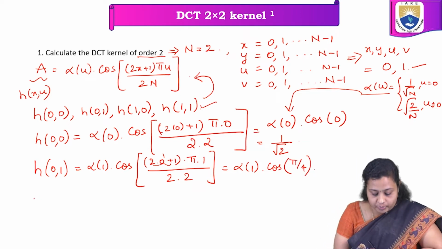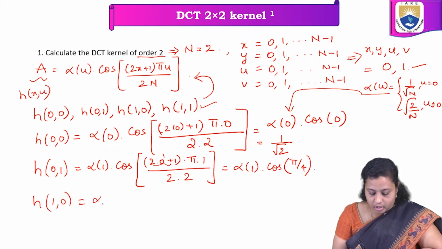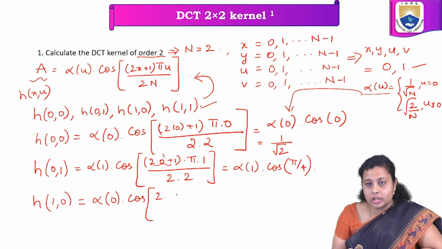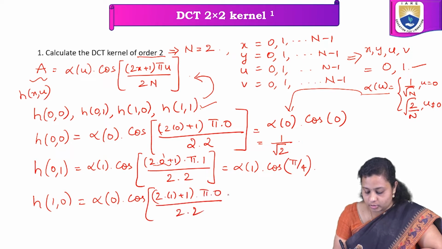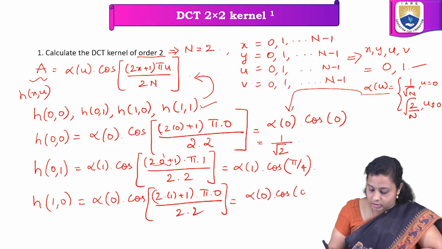Right? Now h of 1 comma 0 will come up to alpha of 0 into cos of 2 into x is 1 here plus 1 whole multiplied by pi into 0 by 2 into 2. So this will turn up to alpha of 0 into cos of 0, which is 1 by square root of 2.